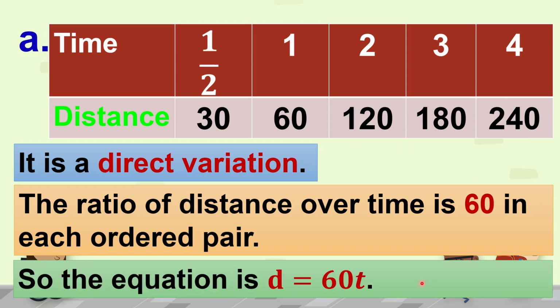So the equation will be d, which is referring to the distance, is equal to 60. 60 is the k, or the constant of variation, which we get using the ratio of distance to the time, and then 60t. So the equation is d is equal to 60t.